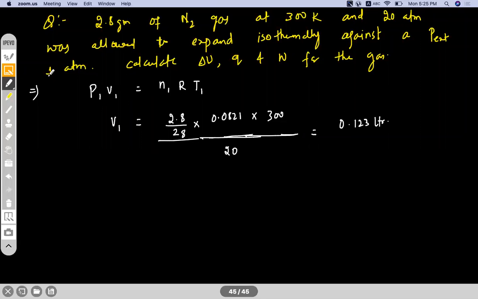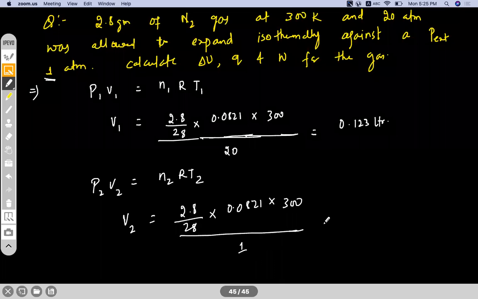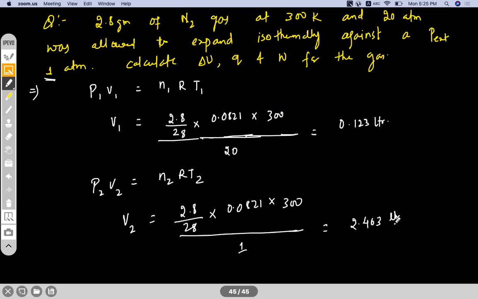Now, when the expansion is there against this pressure, again we can write P2 V2 is equals to N2 R T2. NRT is same, it is not changing. So final volume would be 2.8 divided by 28 into 0.0821 into 300, and this whole thing is divided by, sorry, 1 atmospheric. Okay, pressure is 1 atmospheric. So when you solve this, you'll get the volume, and the volume is 2.463 liter. Okay, so this is the expansion, the change in volume.